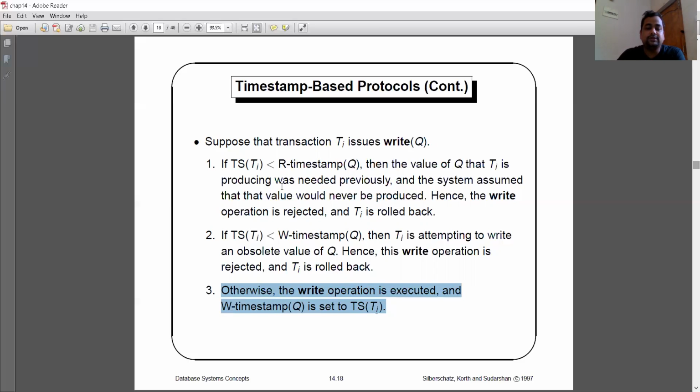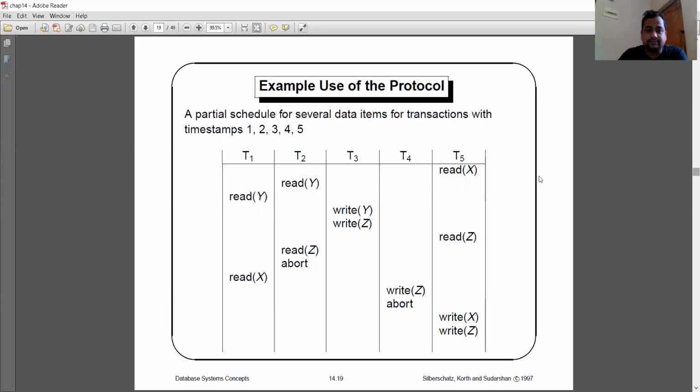Here, the first condition is that the timestamp of Ti should not be less than the read timestamp, and the timestamp of Ti should not be less than the write timestamp. Only then can the write operation be executed, and the write timestamp is set to the timestamp of Ti. That means the write timestamp of Q will take the value of the timestamp of Ti in that case. This is all about the timestamp protocol. Now I will check an example of this protocol.